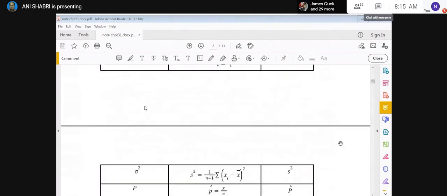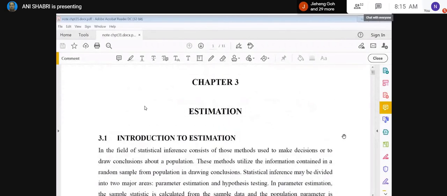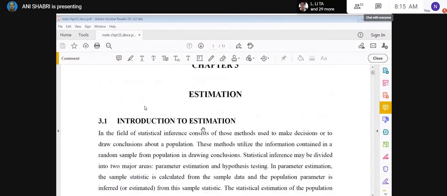Okay, understand for this one. Okay, we'll go to chapter 3. Chapter 3 is about estimation. We want to estimate, anggaran. In the field of statistical inference, it consists of those methods used to make decisions or draw conclusions about the population. We want to make a conclusion based on a sample.